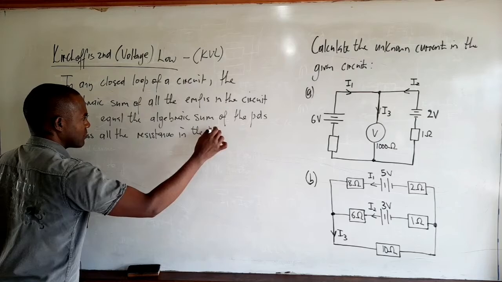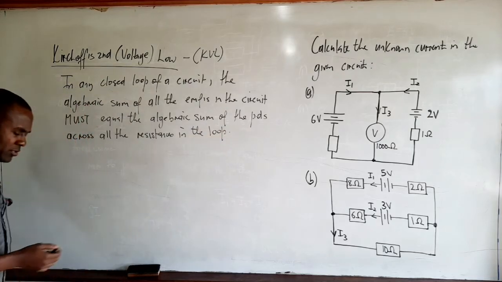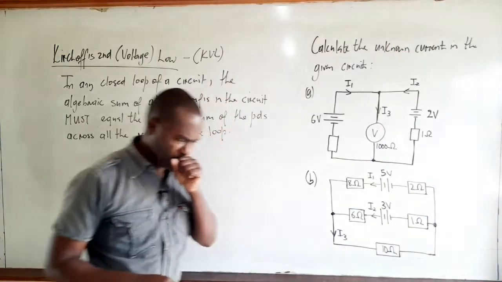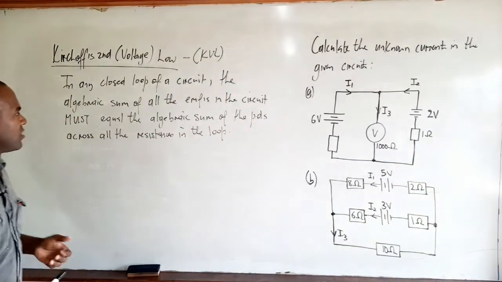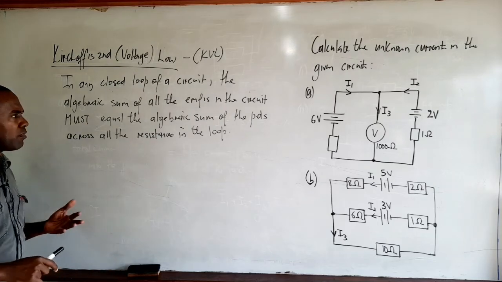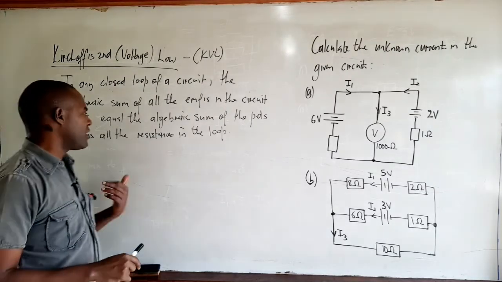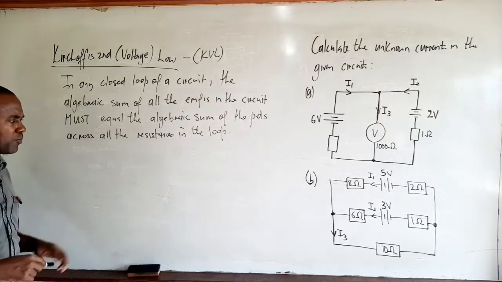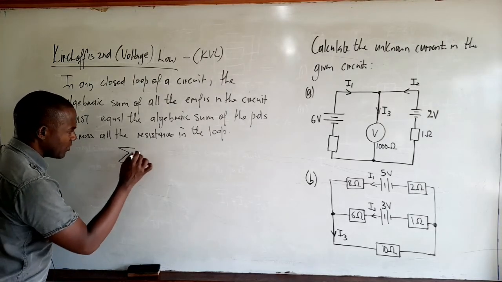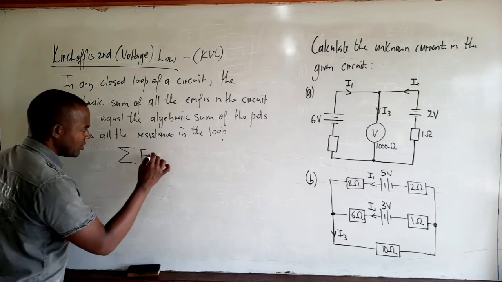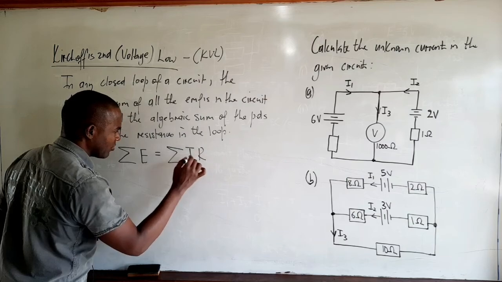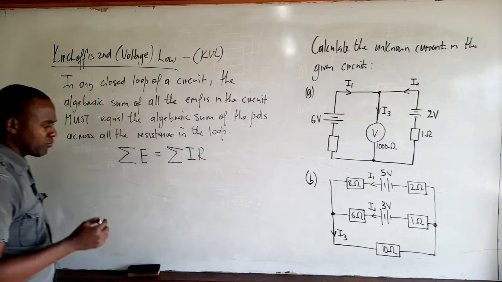in the loop, right? So according to Kirchoff's second law, or Kirchoff's voltage law, in any closed loop of a circuit, the algebraic sum of all the EMFs in the circuit must equal the algebraic sum of the PDs across all the resistances in the loop. So mathematically, we may write this as the algebraic sum of the EMFs E is equal to the algebraic sum of the potential differences across all the resistances in the loop, right?